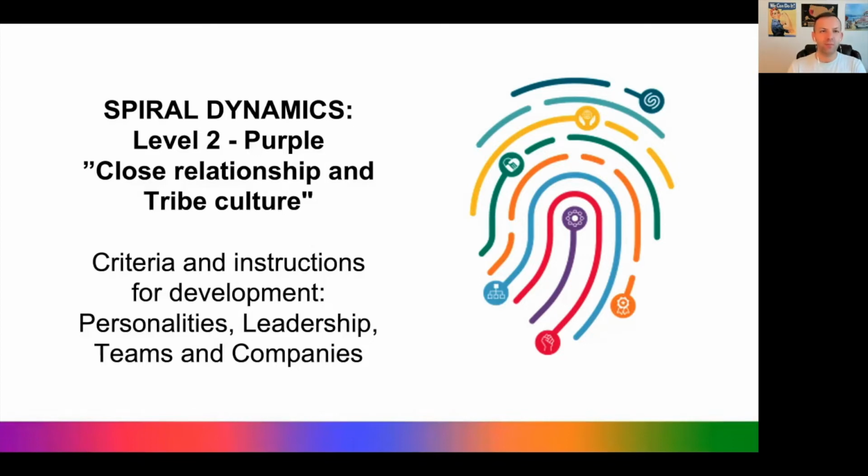It's the purple level, which I call close relationship and tribe culture. And as we did in the previous video about the beige level, we're going to discuss the criteria and instructions for development on a personal level, leadership level, team level, and company level.